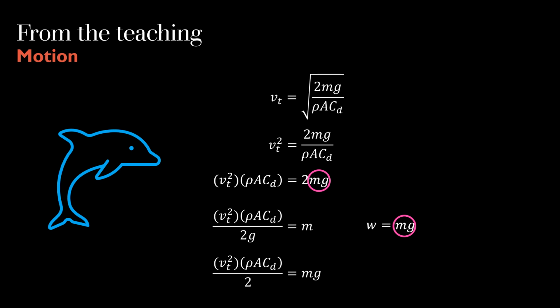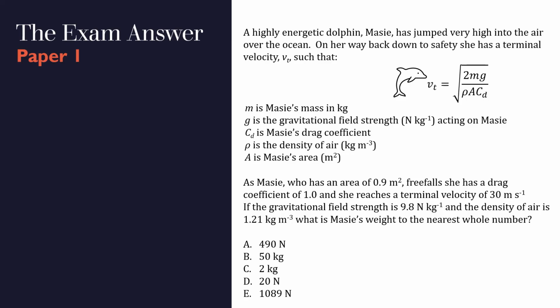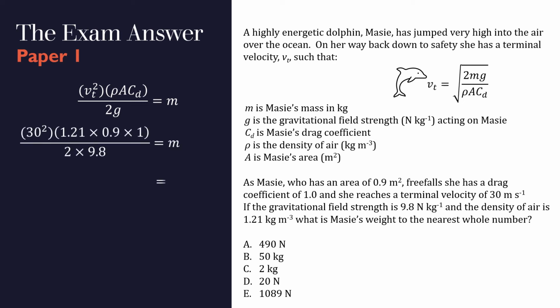So there we go, we have the correct formula and we need to plug in the numbers. So let's do that. We'll take the equation where we pull across 2g, plug in all our numbers for the mass, and we get 50 kilograms. Obviously, if we'd stopped there, we might have marked answer B as correct, but of course that's the mass, not the weight, and so we need to multiply through by g for the weight, and we get 490 newtons, which leads us to answer A being correct.